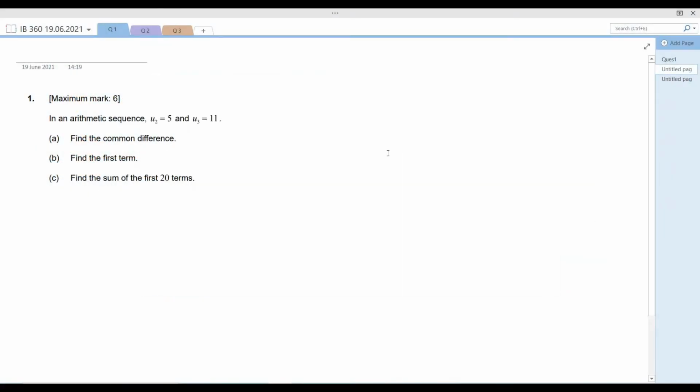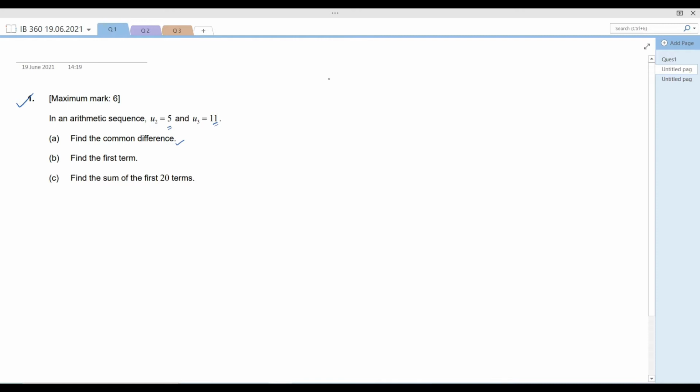Welcome to IB 360. In this video, we are going to solve IB SL 2019 November paper 1. So the first question is this. In an arithmetic sequence, U2 equals 5, U3 equals 11. Find the common difference. So first we will find the common difference.